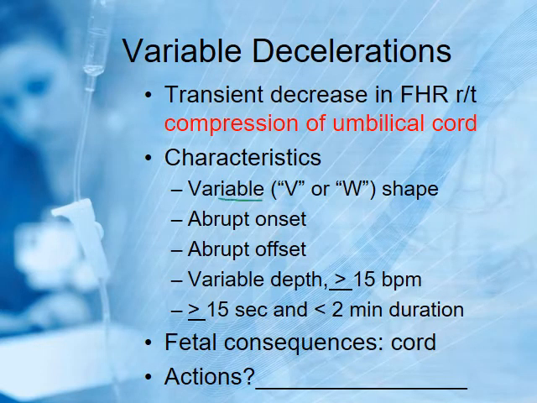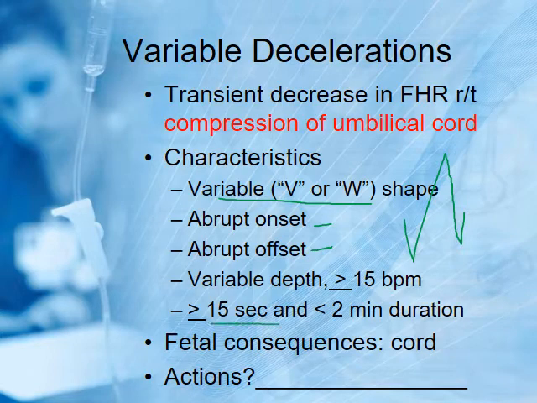The characteristics are that variable shape, V or W, abrupt onset, and abrupt resolution. Bam, down, up. It's variable in depth, greater than 15 beats a minute. It lasts greater than 15 seconds and less than 2 minutes in duration, and the fetal consequences are cord compression. So what do we do? We start flipping mom side to side to get the baby off the cord.